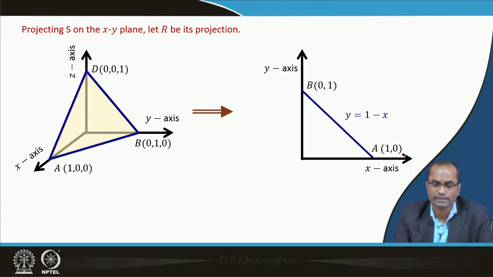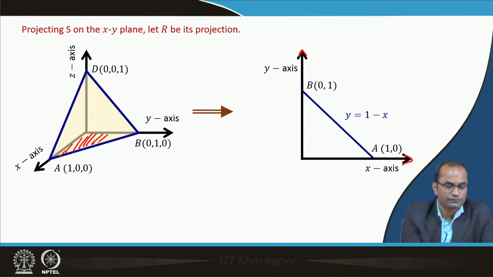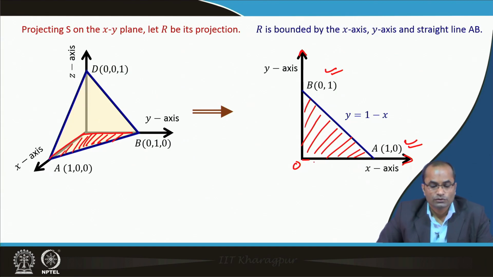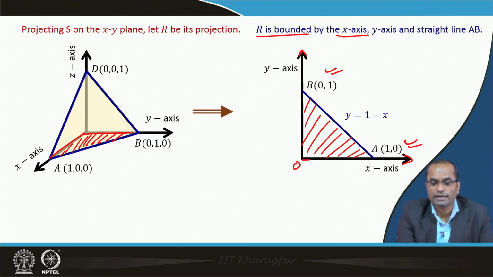So, if we do it in the xy plane, then we are getting this triangle there. In the xy plane, if we project the whole surface, it will just be a triangle. Just for demonstration we have taken that triangle here. This triangle has the points 1 0 and 0 1. So, this is the region where we will integrate that surface integral. R is bounded by the x axis, y axis and the straight line AB.